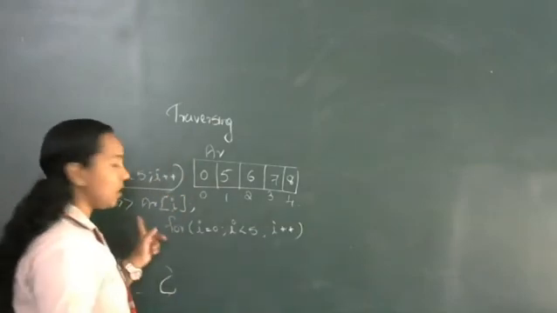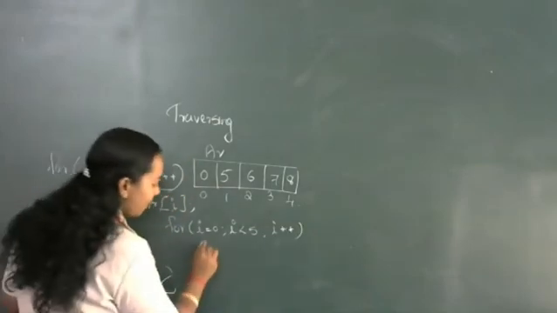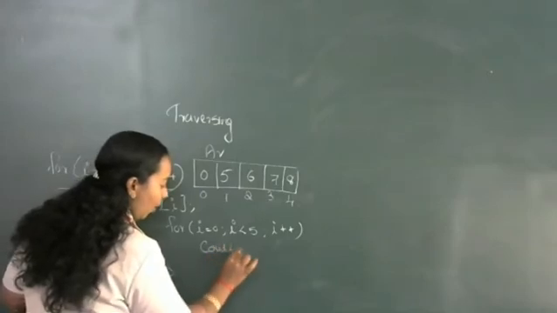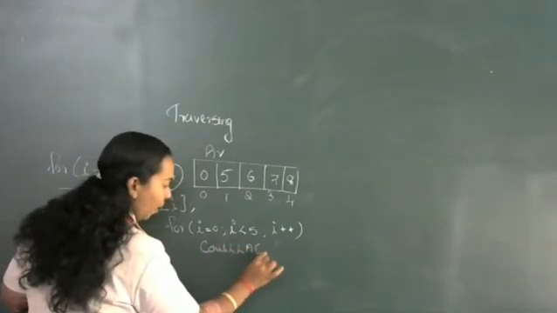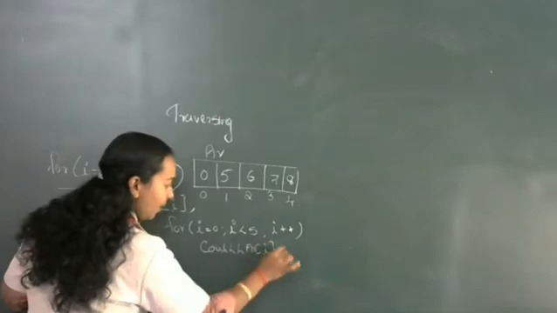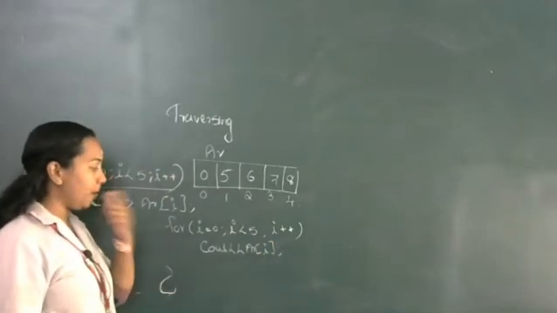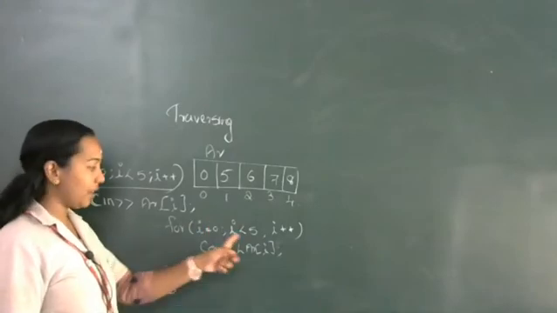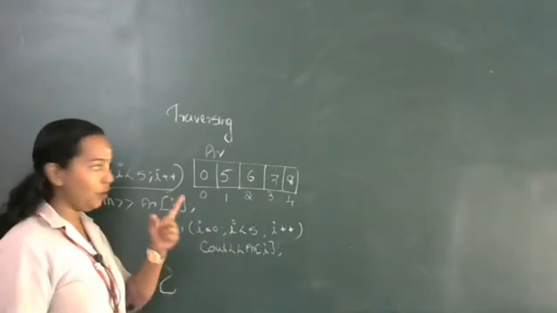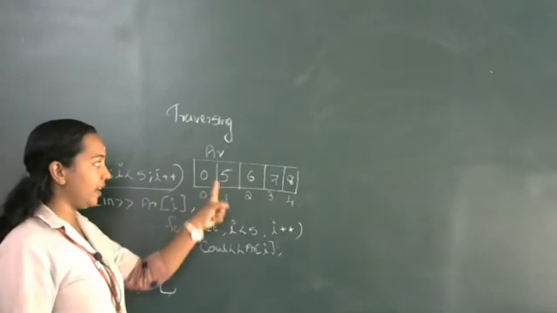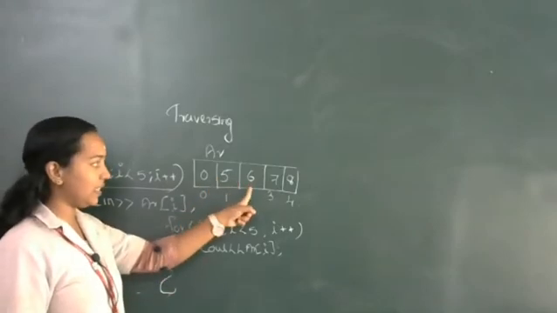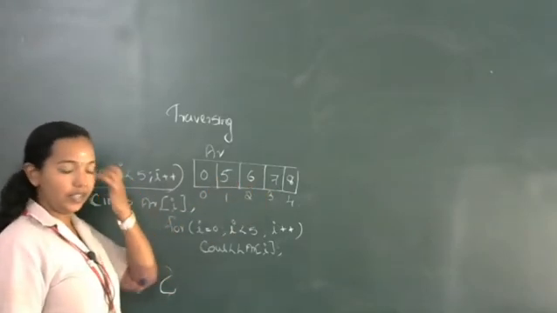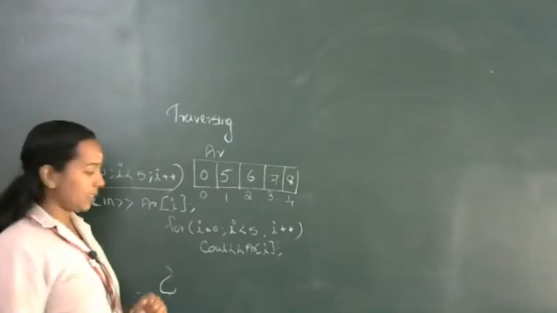Then instead of Cin AR of I, we can write Cout AR of I. Cout AR of I means the first value, Cout of 0, will come. Then after that I will change to 1. Then the value present at index 1 is 5. Then 6, 7, 8.